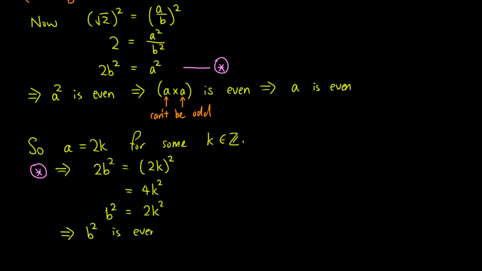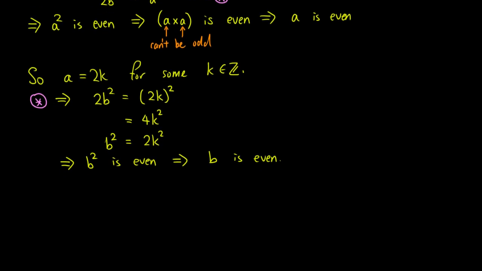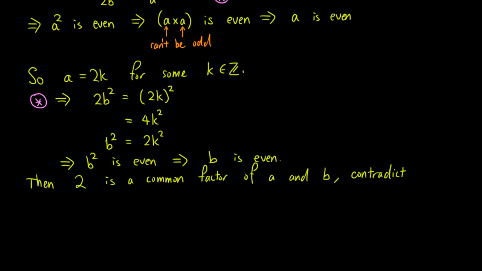This means that b squared is even, and using the same argument as a squared, we know that b must be even. But now we have a is even and b is even, so a and b have a common factor of 2, which is a contradiction because we have assumed that a and b have no common factors other than 1. So, our initial assumption that square root of 2 is rational is false. In other words, square root of 2 is irrational.